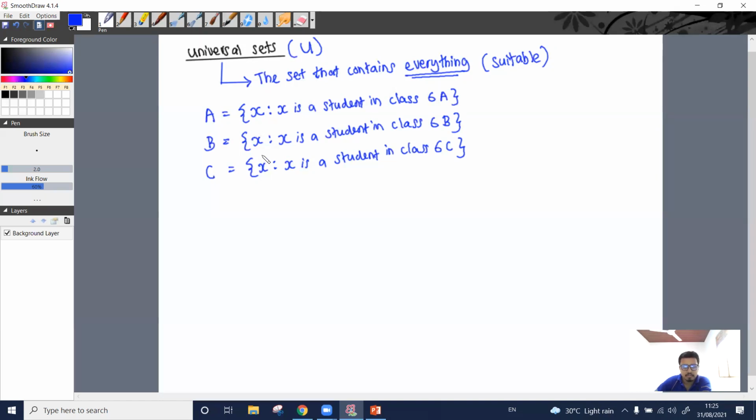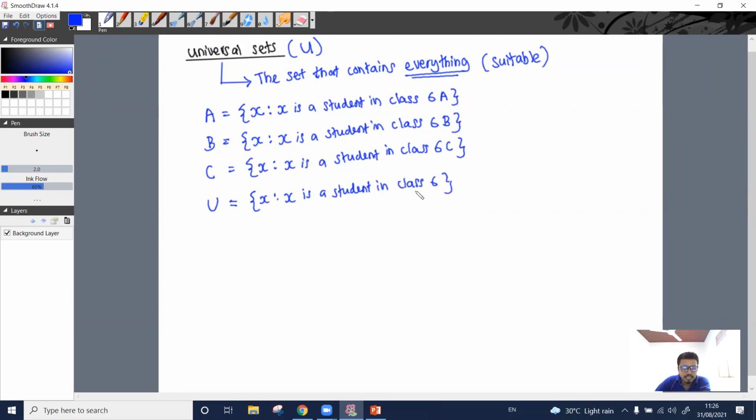So here what should be the universal set? Universal set means the set that contains everything, but that everything we need to be careful that it should be defined in a suitable way. Universal set is denoted by capital U letter. What it should be? Set of X such that X is a student in class 6.